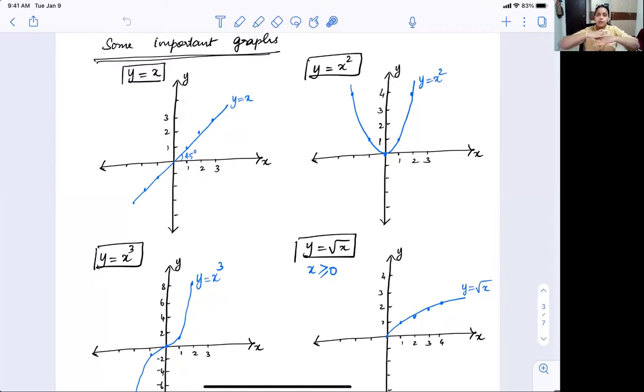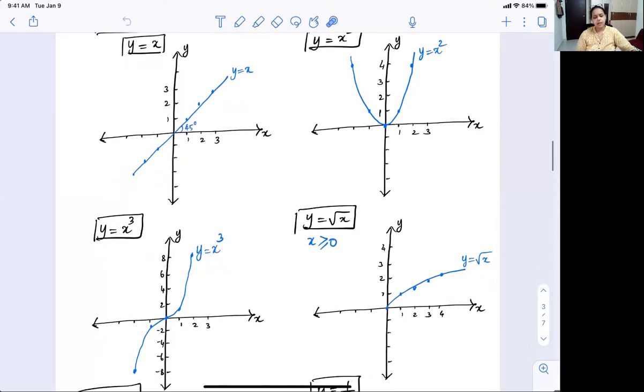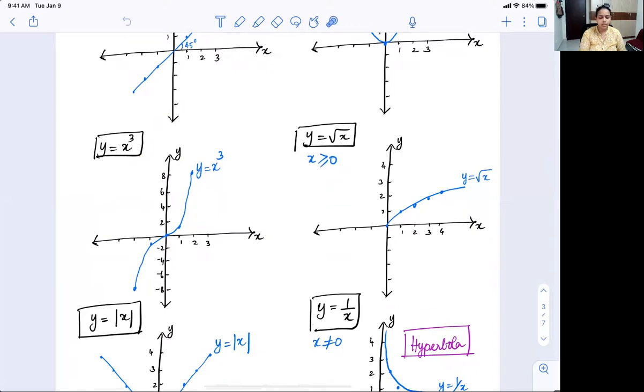Notice how y equals x squared is always only on the non-negative side of y, because x squared is always non-negative. And then you have y equals x cubed, which takes something that looks like an S shape, but a slightly inverted S shape.